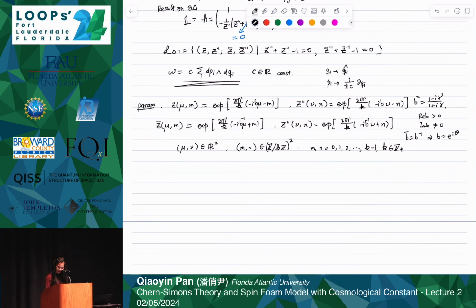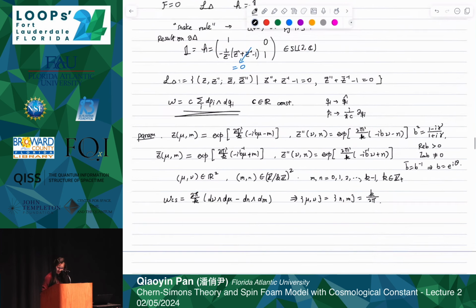Now I can rewrite, using this new parameter, the symplectic form for the Teichmüller theory, which gives us 2 pi over k, d nu wedge d mu minus dn wedge dm, from which I can derive the Poisson bracket of the new parameters: the bracket of mu and nu equals the bracket of n and m, equals k over 2 pi. Now we're happy, because this is the form that we are familiar with in quantum mechanics. So we know how to quantize it.